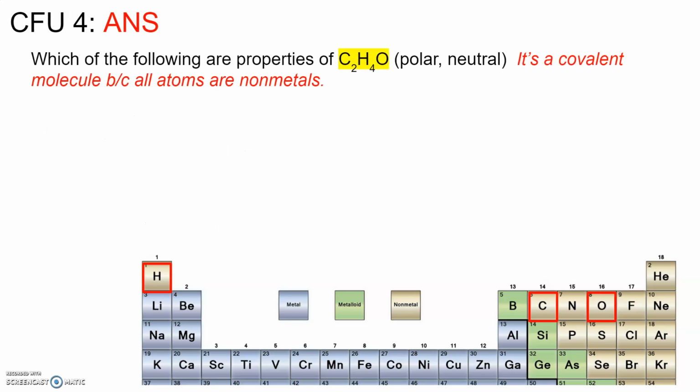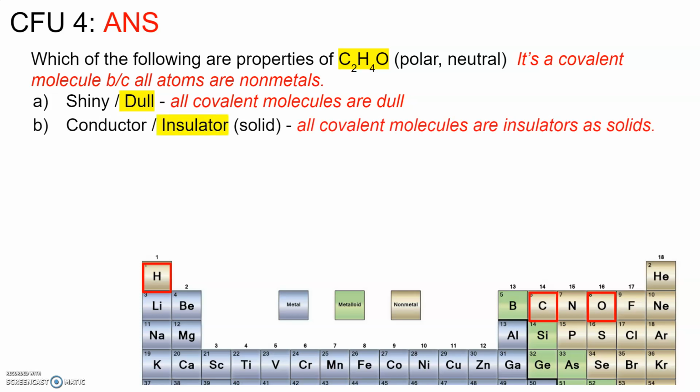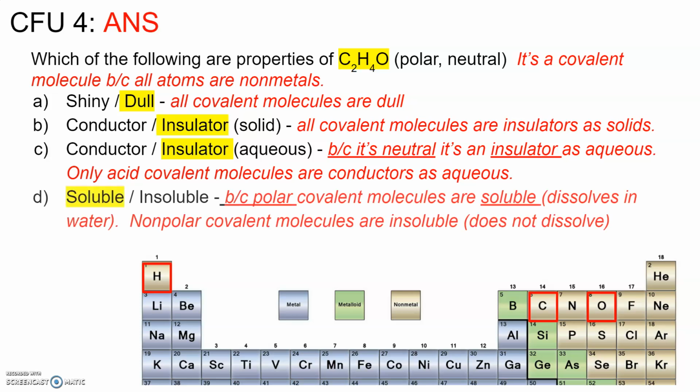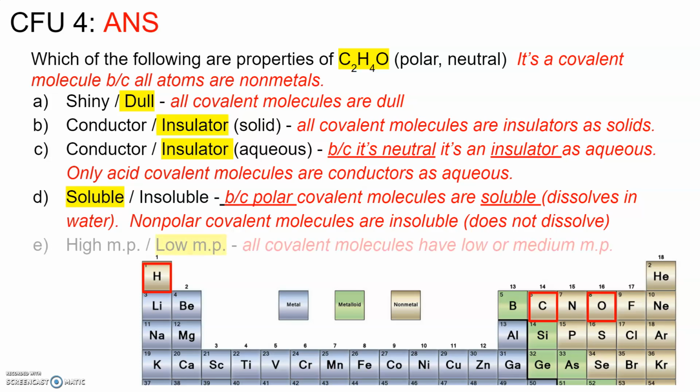Okay, so it's a covalent molecule because all of them are nonmetals, and then it tells me it's polar and neutral. So all covalent molecules are dull. They're all insulators as solids, but in aqueous solution, it will conduct if it's an acid. Since this is neutral, it's not an acid, then it's going to be an insulator. It's soluble because they said it's polar, so that means it's going to dissolve. And covalent molecules will have either a low or medium melting point. So we've selected low melting point here.